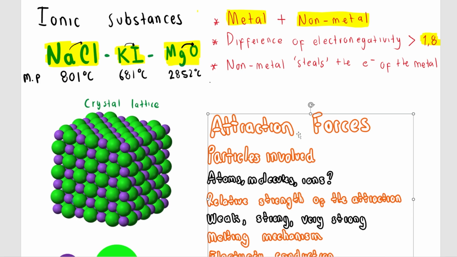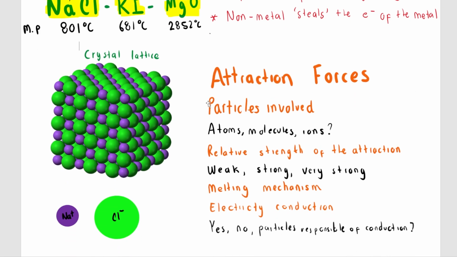Remember that ionic compounds are arranged in a crystal lattice. And remember that lattice means a very regular and well arranged structure. In this case, the lattice is of ions. Look, in green we have chlorine atoms. In this case, we have ions, so it's chloride ions. And in purple, we have sodium ions.